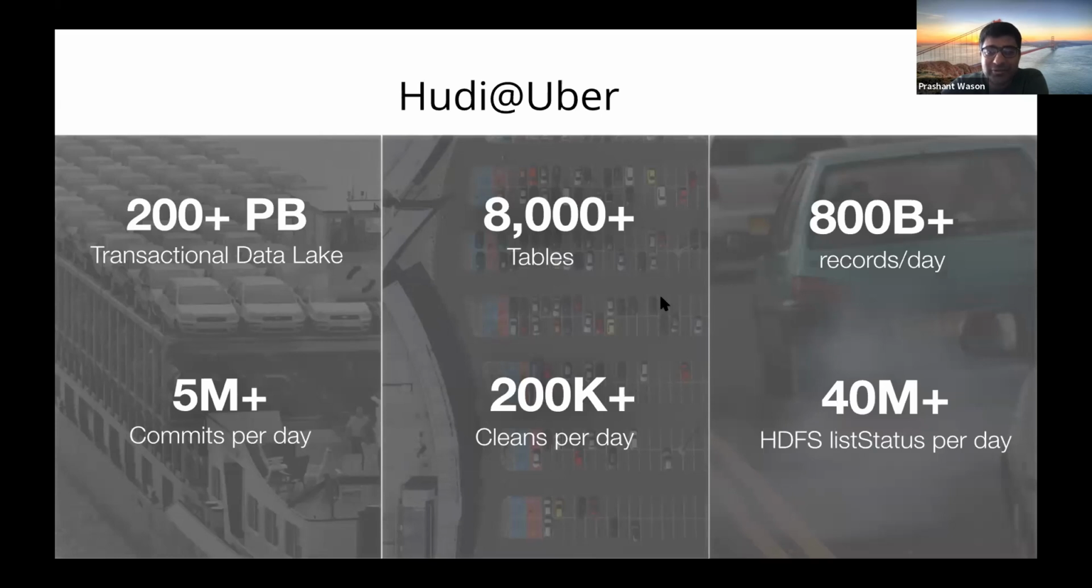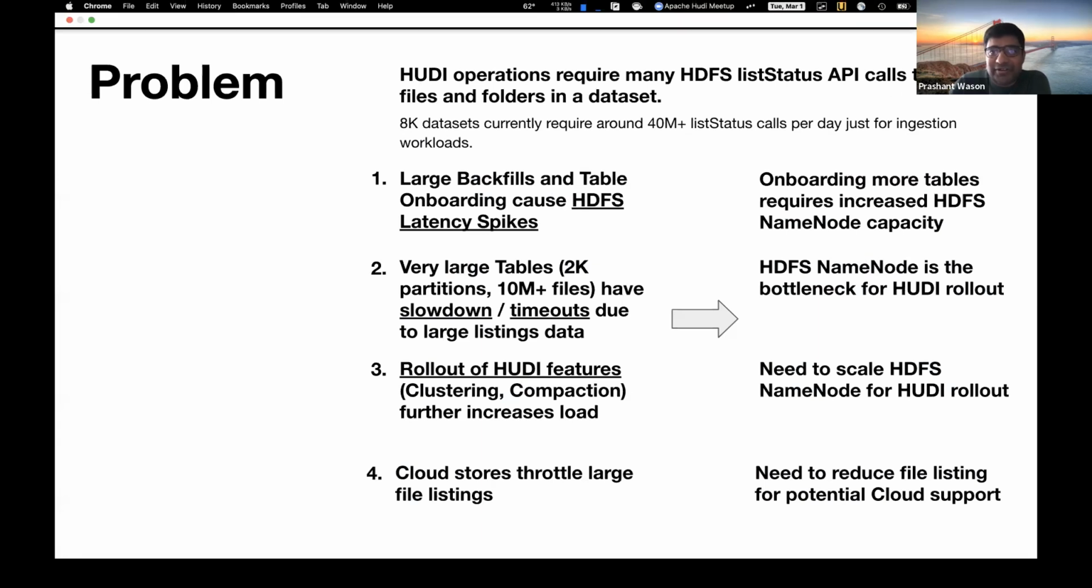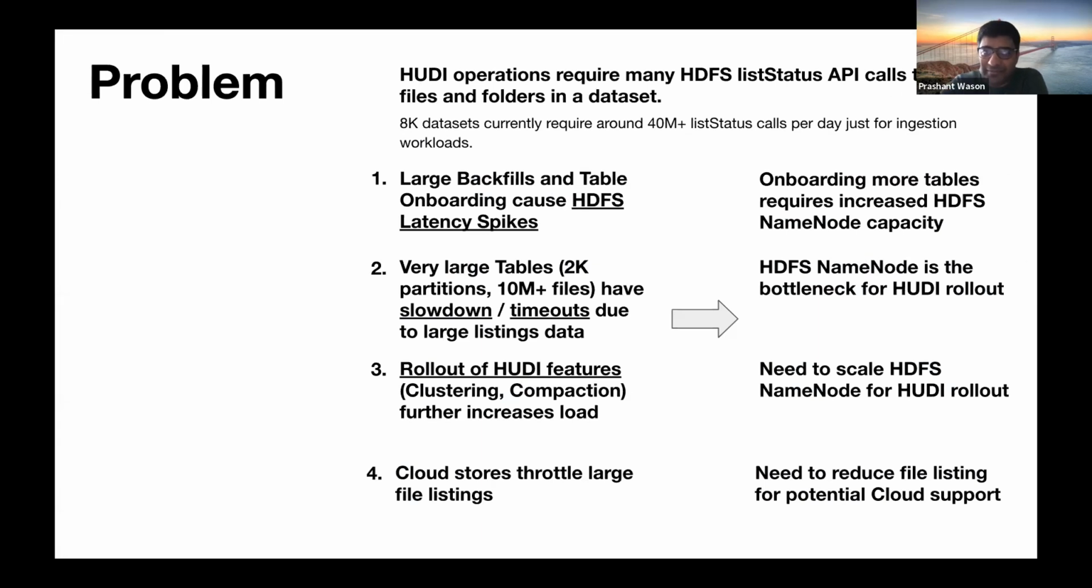Because all the Hudi operations require a lot of list status on SDFS, we are already reaching a peak of around 40 million SDFS list status calls per day. And this last stat is the main problem we were trying to solve through the metadata table. As you might already know, Hudi operations require many SDFS list status calls to figure out the partitions on the disk, the Hudi metadata, the Hudi folder listing, the timeline, and all of these in the SDFS world end up being a list status call on the name node.